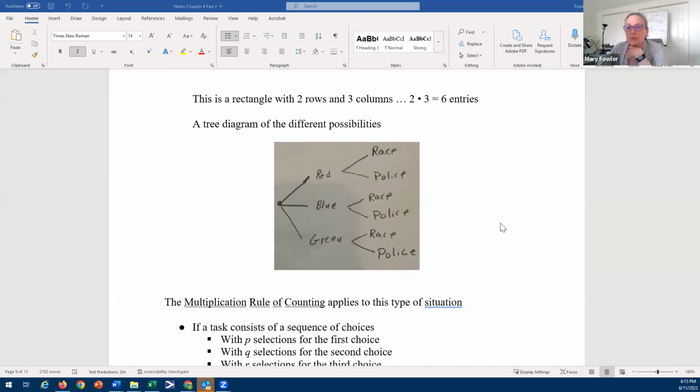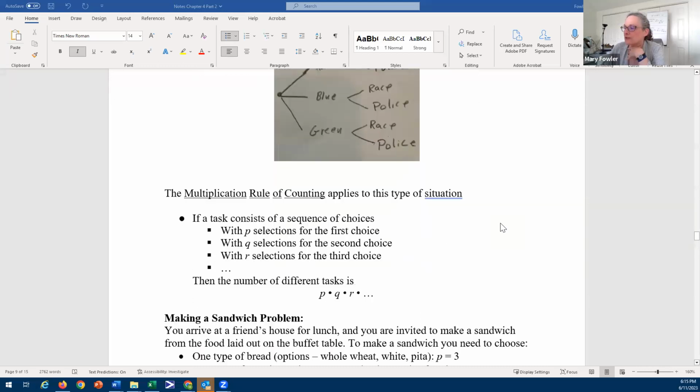So this is an example of the multiplication rule of counting. In general, if a task consists of a sequence of choices where there are P options for the first choice, Q options for the second choice, and R options for the third choice, and so on, then the number of different tasks that you can complete, or the number of different outcomes, is going to be P times Q times R, and so on, until you have your choices made.